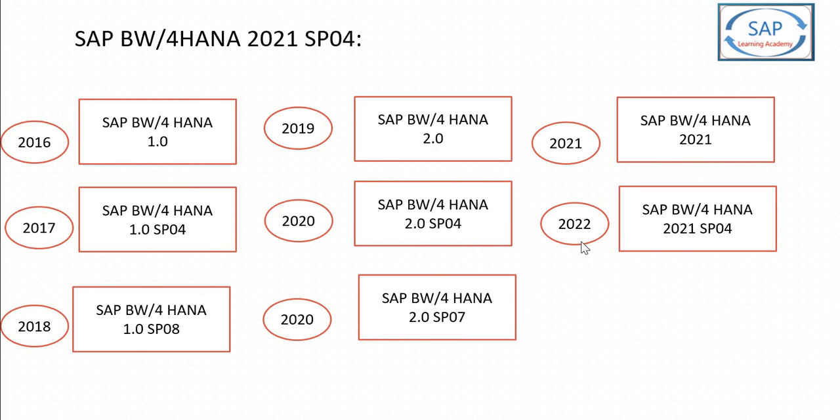Recently, the latest version of SAP BW for HANA, that is 2021 SP04, was released in December of 2022. These are all the releases of SAP BW for HANA by SAP.